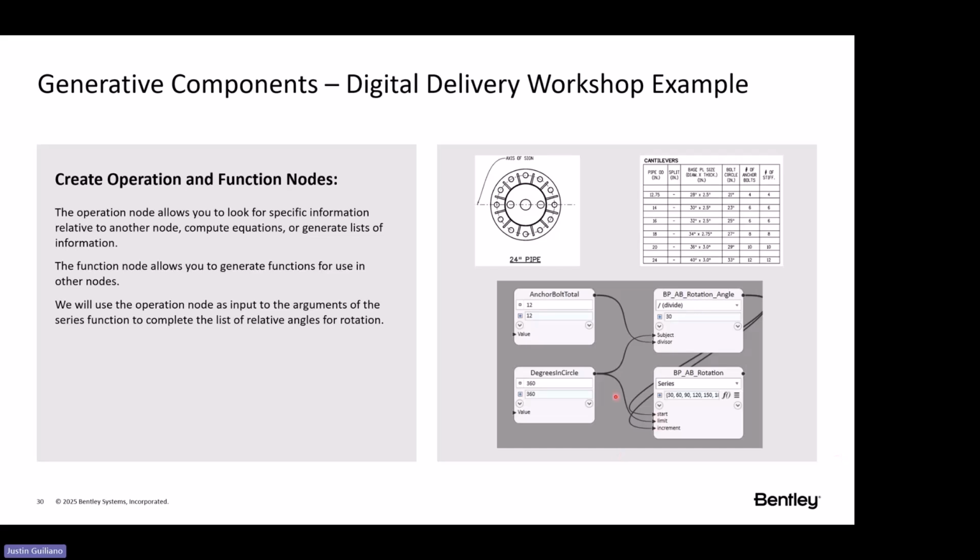And then our limit is going to be our degrees in a circle. So we're going every 30 degrees up to 360. The function output is going to be 30, 60, 90, 120, 150, all the way up to 360. What that does is give us a list of rotations that we need to use. Ultimately, that is going to feed into a coordinate system that is going to rotate at those rotation angles.